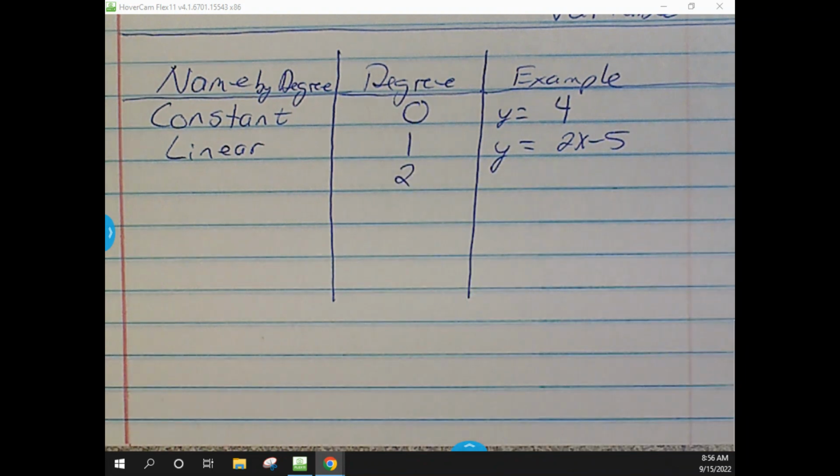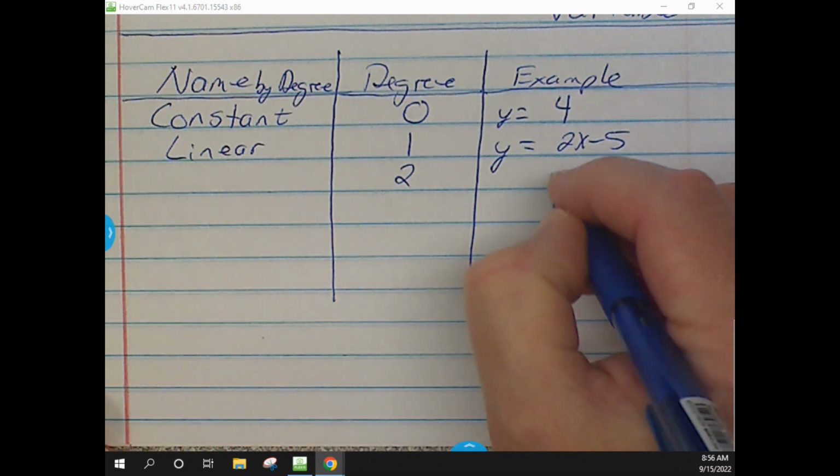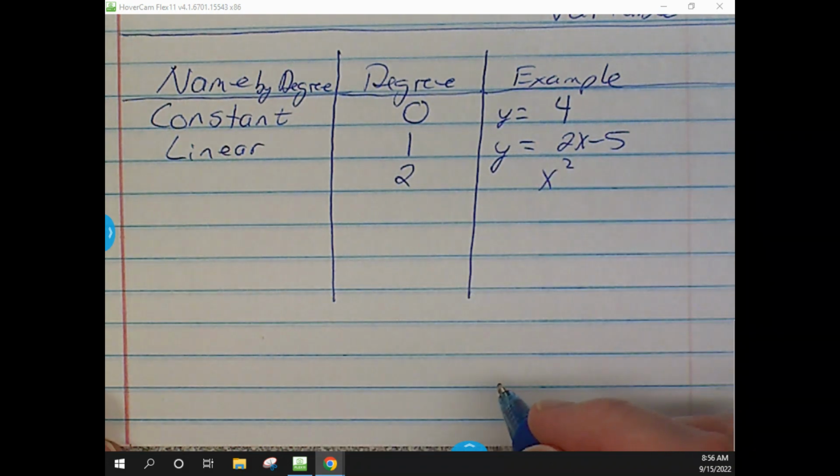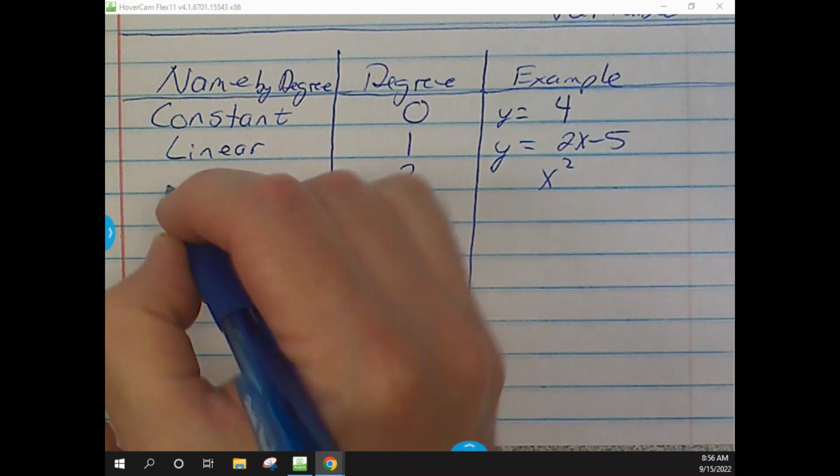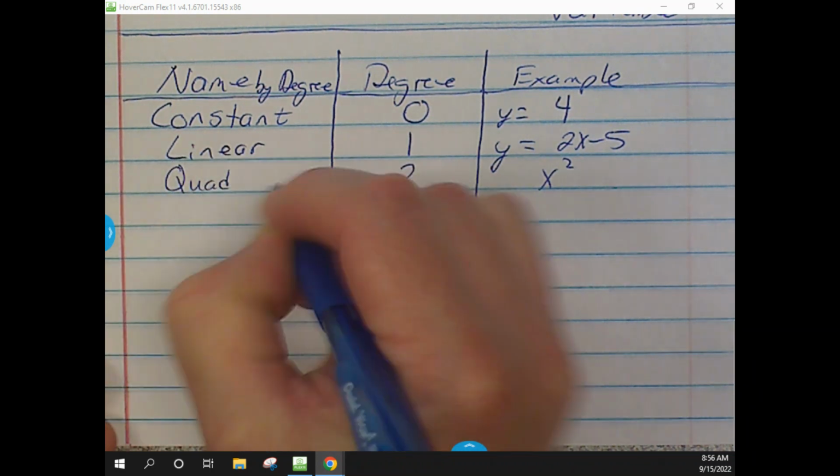All right, so if it's degree 2, think about what we've been doing here. If we had 2 answers, basically that means it's going to be x squared, right? If we were doing x squared, what was the name of it? The quadratic formula? Yeah, because we're doing the quadratic formula to get 2 answers, they say, all right, well, this is a quadratic then.